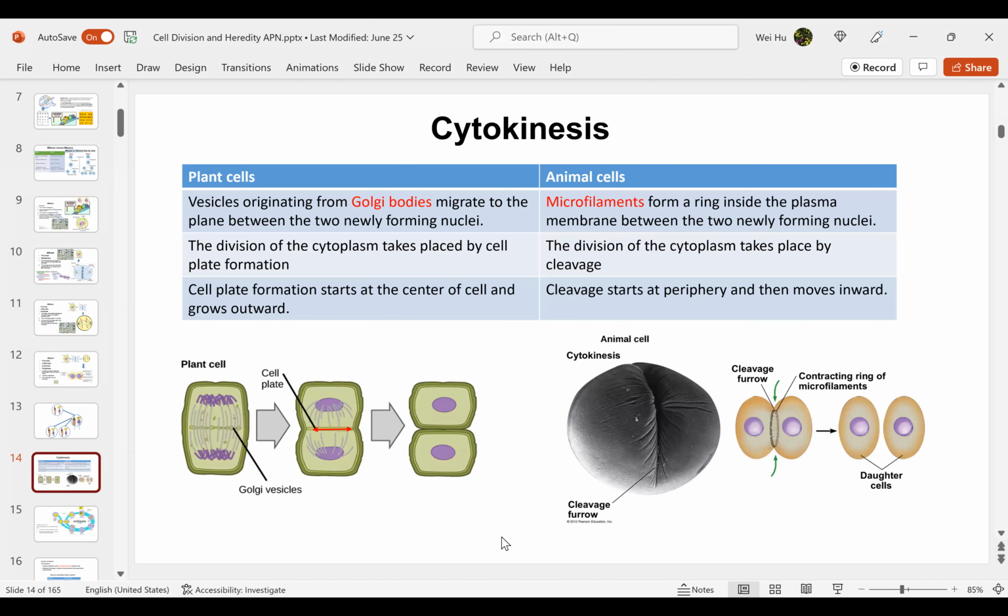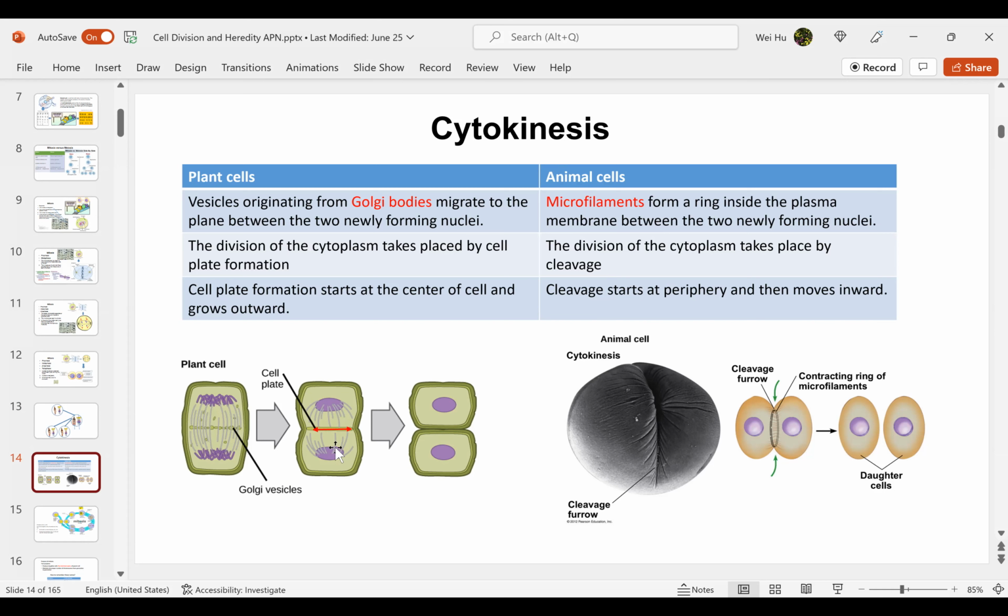Okay, now you have to completely separate the 2 cells. Let's have a look. For animal cells, you use microfilaments, which we already mentioned. The microfilaments form a ring between the 2 cells, then they cut from the periphery to the center. So you form a cleavage furrow because they cut from periphery to the center.